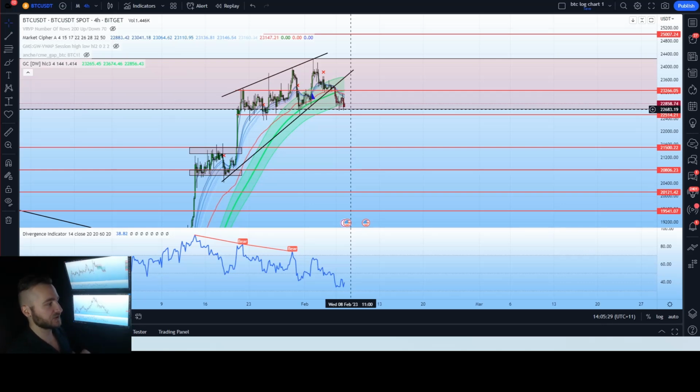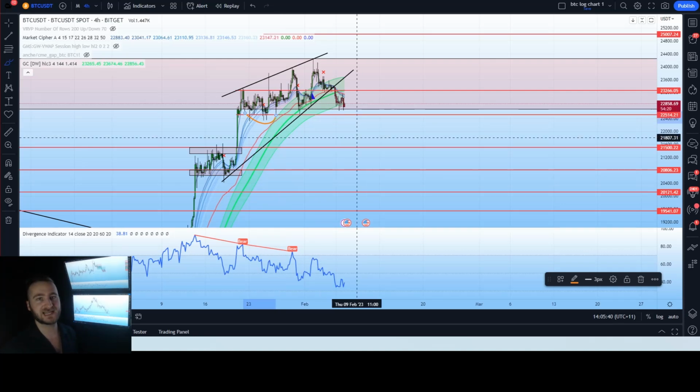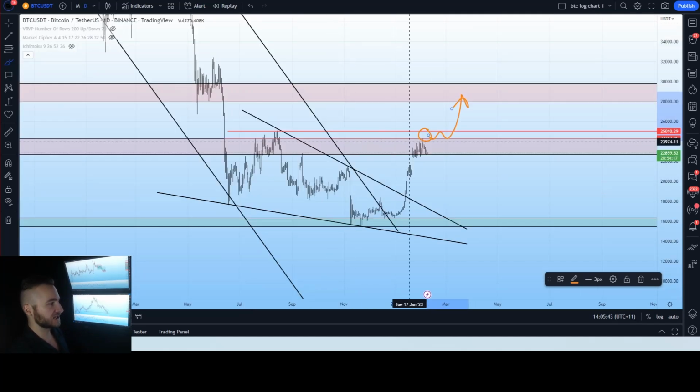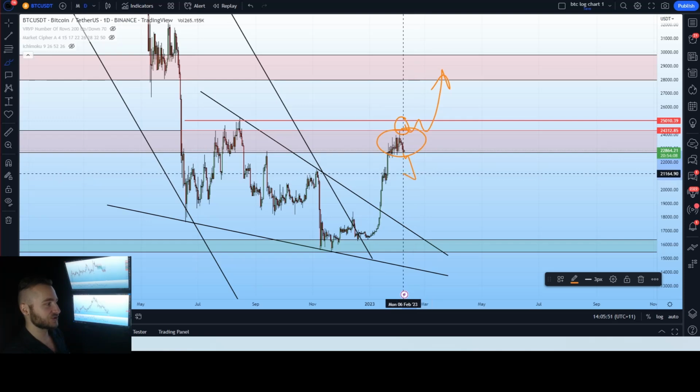Now, the last thing we are waiting for, guys, is a loss of the prior low. This is going to sit around 22,500 to 22,600. Losing that level on the 4 hourly and breaking below will now confirm a rejection from this range here. A confirmed rejection from this area will trigger the continuation back downwards.